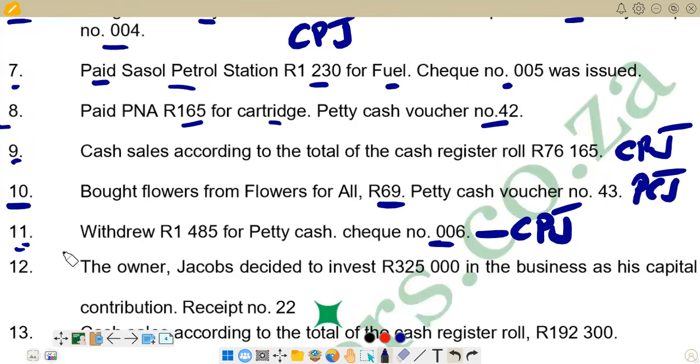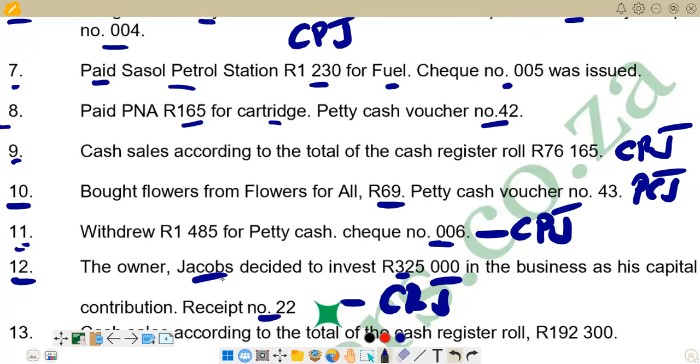Right. Then we go to the next one, which is for the owner, Jacob, who said he will invest 325,000 in the business as his capital. This is his capital contribution, receipt number 22. So this is money that is being received, so it's going to the cash receipts journal. The amount is 325, document number 22, and we know that this is being received by the owner, who is Jacob.